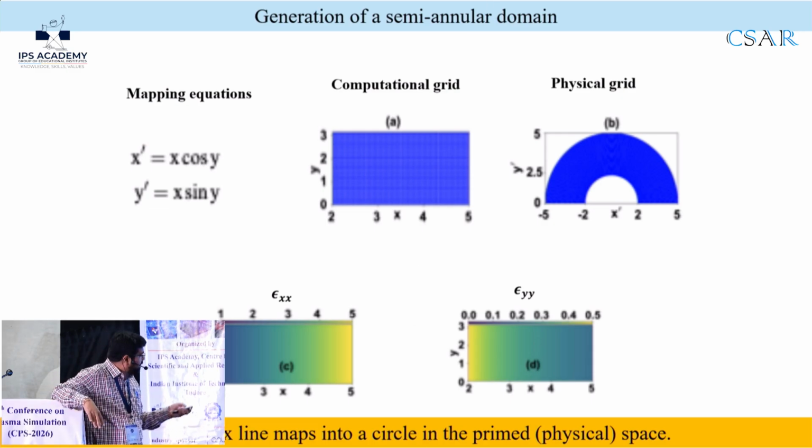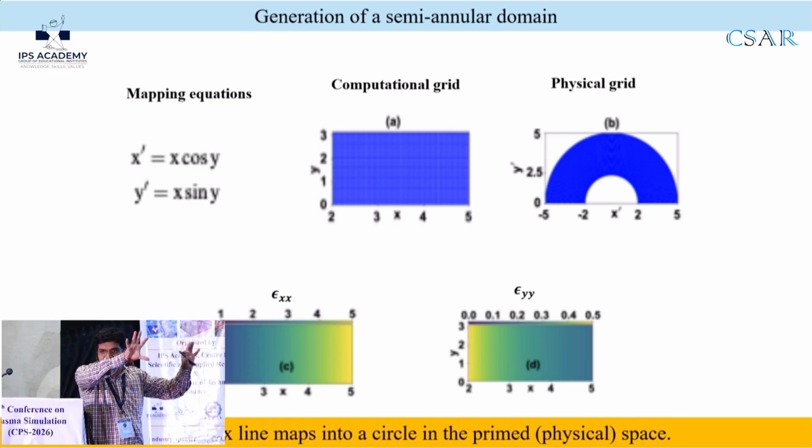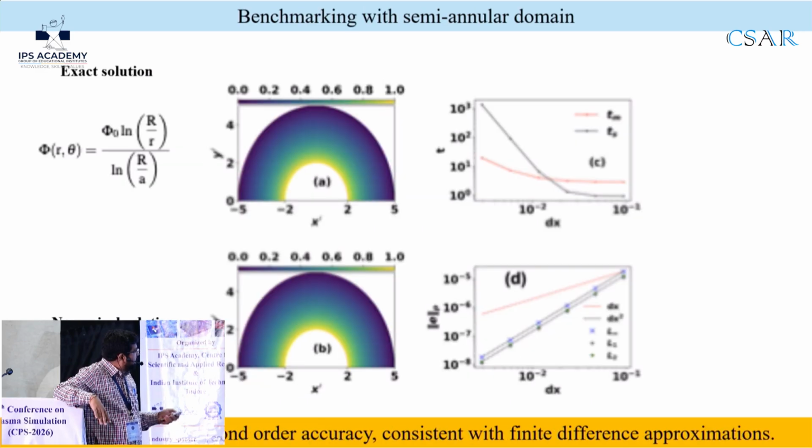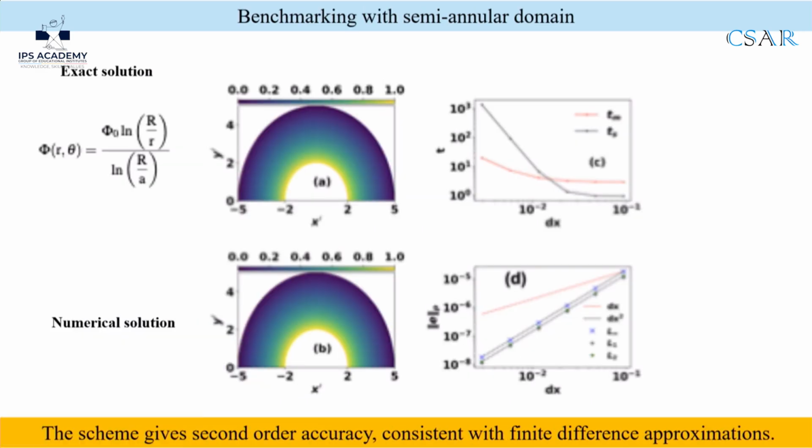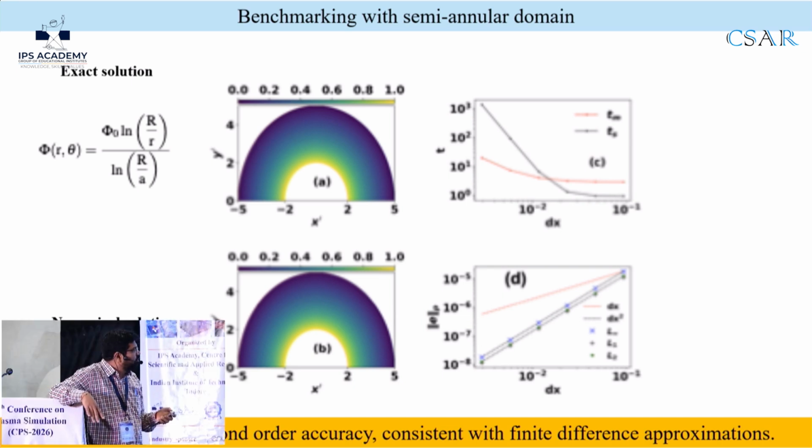So you have this mapping. Based on this mapping, you construct these two permittivity components at each grid point. This has to be computed at each grid point, and off-diagonal terms are absent. Now, with this permittivity matrix, you solve this problem with this boundary condition. This is the exact solution for this problem, and if you look at the numerical solution, it matches exactly.